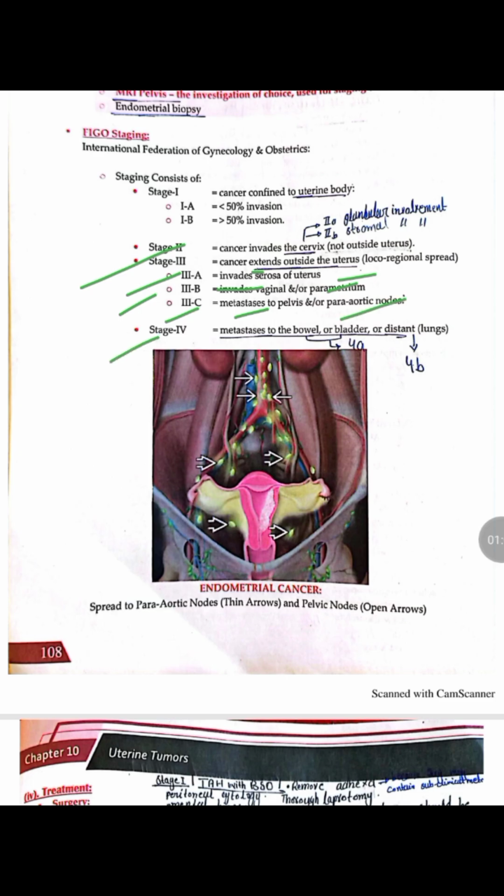So the metastasis may occur posteriorly into the bowel and anteriorly into the bladder. The metastasis to the bowel and bladder is stage 4A, and if there is distant metastasis to the lung, it corresponds to stage 4B.